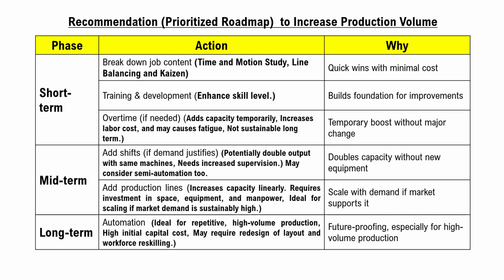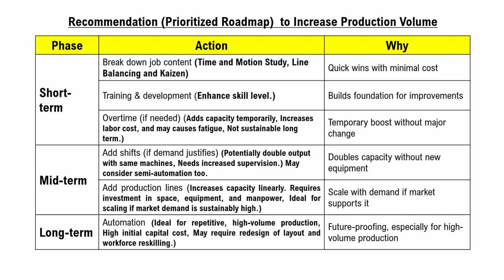Mid-term strategy number one: add shifts. If the demand justifies it, it shall potentially double output with the same machines. However, it needs increased supervision. Mid-term number two: add complete new production lines. This shall increase capacity linearly, but it requires investment in space, equipment, and manpower, and is ideal for scaling if the market demand is sustainable.